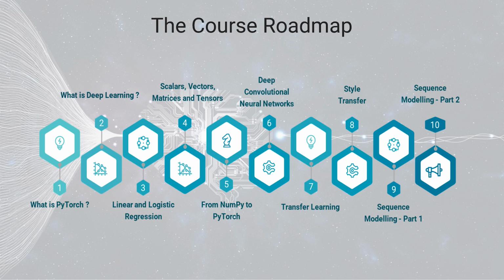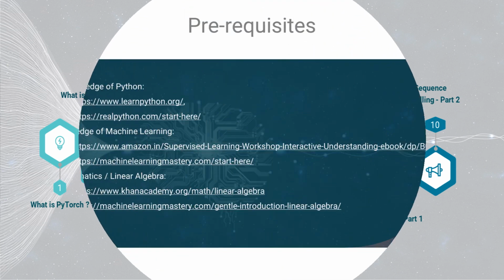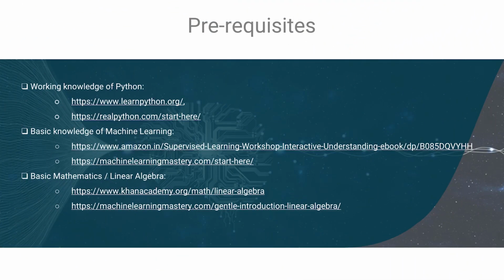In the second half of the course, we first build a deep convolutional neural network using PyTorch. We look at a special field of deep learning called transfer learning. We also build a very specific application called style transfer using PyTorch. And we finally work on sequence modeling in two parts. First, we build an image classifier using RNNs, and then finally we work on a natural language processing problem using RNNs.